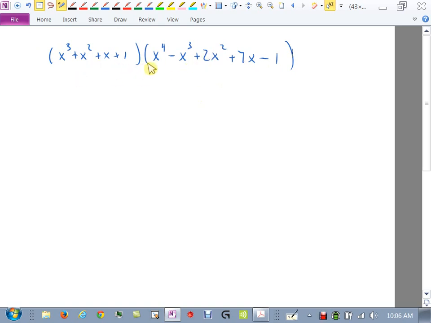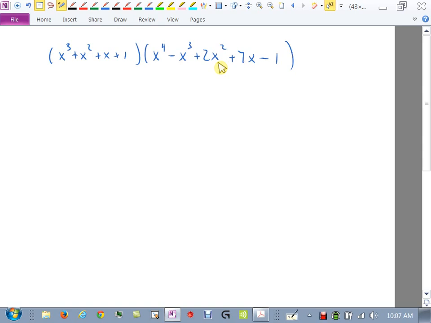Could we multiply these together? Yes. You would go x cubed, pass it through all of these, then x squared, pass it through all these, x, pass it through all these, 1, pass it through all these. How many multiplications would you have? 20. It's however many terms you have here, 4, times however many terms you have here, 5. 4 times 5 is 20. So there's a connection between how many terms there are and how many multiplications you'll have to do. So this would be 20 multiplications, and then collect like terms and get your answer.